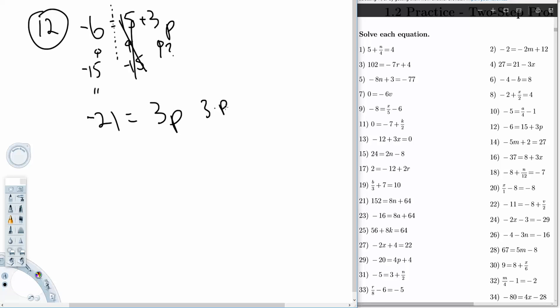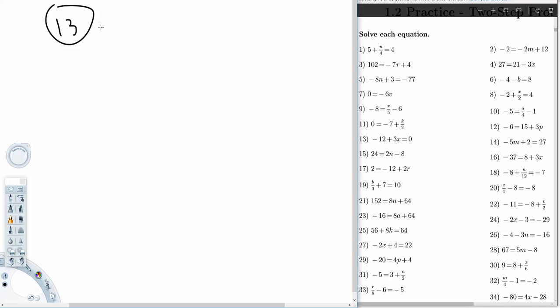This is really 3 times p divided by 3 equals p. So we're dividing by 3. Oh, I'm putting a negative here. I'm inventing negatives. Hold on. So negative 21 divided by 3 equals negative 7. 3p divided by 3 equals p. Is that the right answer? Yes, it is.